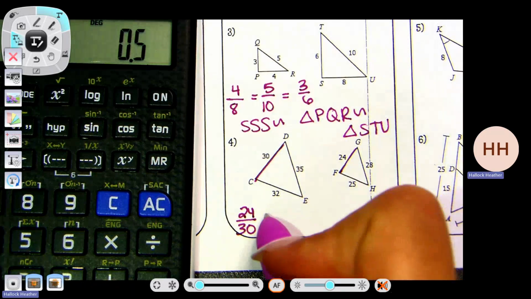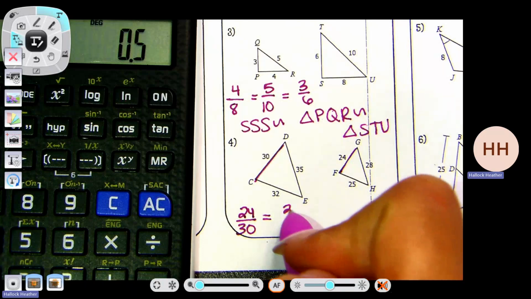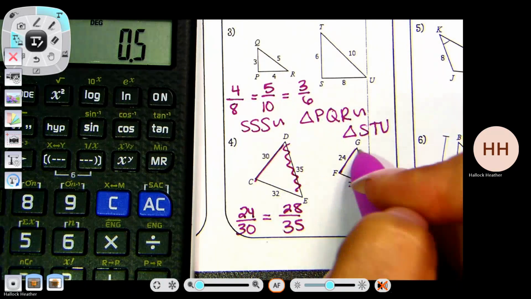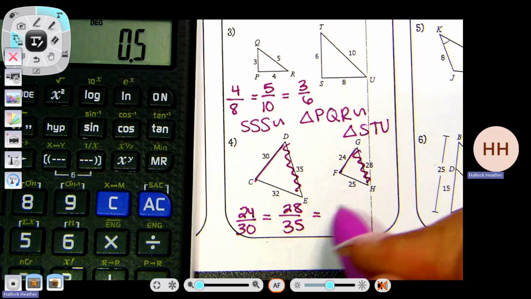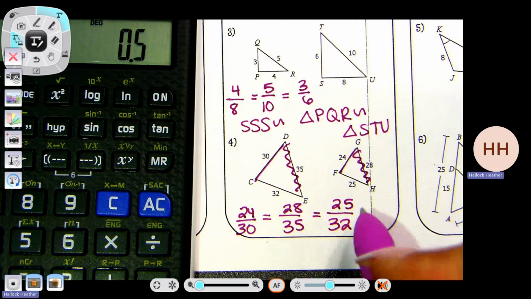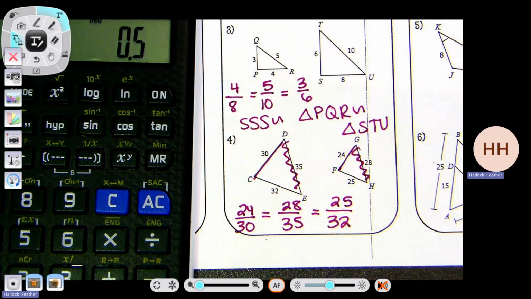Then you could do the biggest numbers. The biggest number is 28. 28 would match with 35. So take a second. You're going to divide these. You get the same decimal the entire time. They are similar.